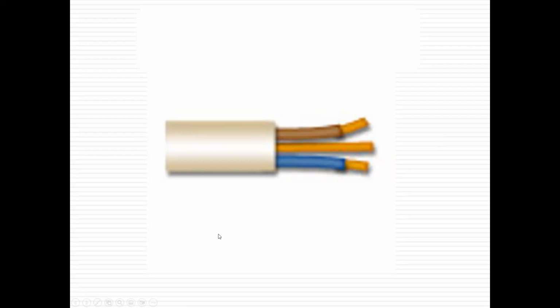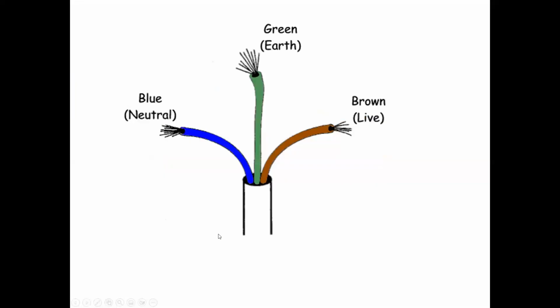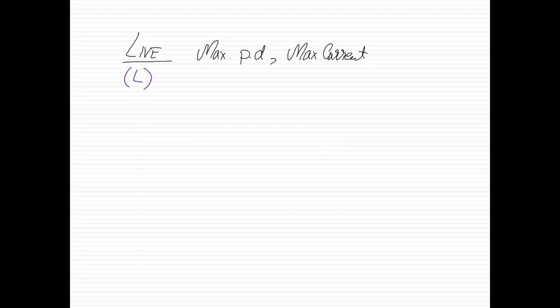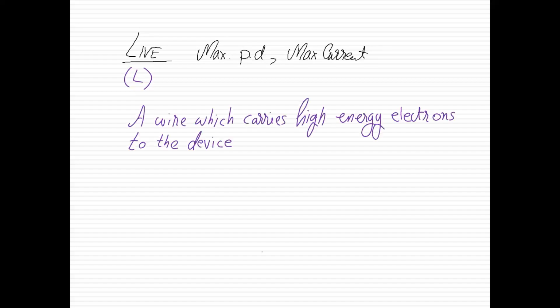These are the three wires: live, neutral, and earth. The colors are not required in our course, but the concept is needed. We first put the concept of live. Live wire is the main wire and it has maximum current, maximum PD. High energy electrons are transferred through the live wire. Live wire is the main wire. It is the source of energy in a circuit. You have to copy this.